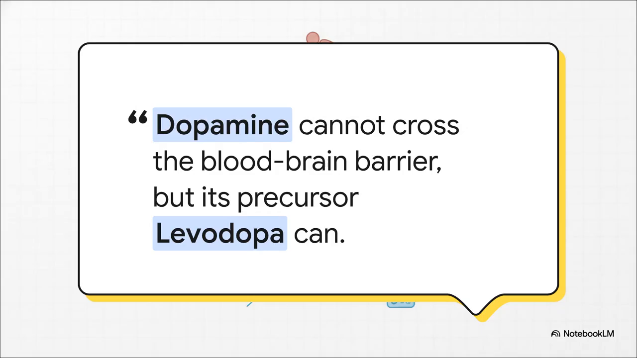Now, the most effective treatment by far, levodopa, works because of a really clever pharmacological trick. See, you can't just give a person a dopamine pill because dopamine can't get past the blood-brain barrier, but its precursor, levodopa, can. So we give the patient levodopa, and we give it along with another drug called carbidopa. Carbidopa's job is to block the conversion of levodopa to dopamine everywhere except the brain, which maximizes its effect right where we need it and reduces side effects.